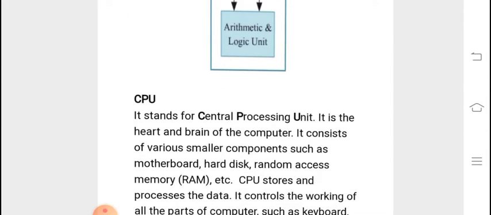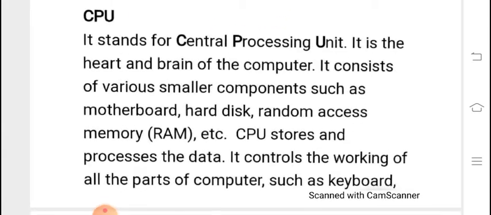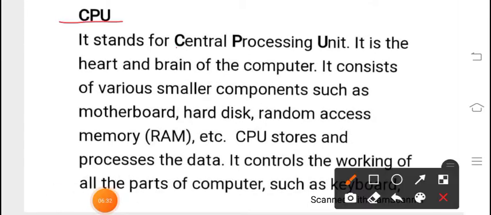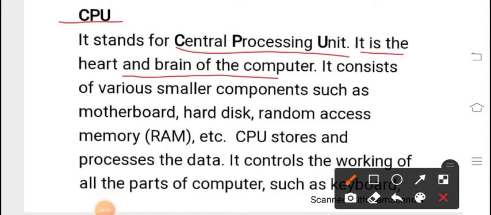First of all, the very first part is CPU. CPU stands for Central Processing Unit. It is the heart and brain of a computer. If the CPU is not there, definitely your computer will not work. That is why we are calling it the heart and brain of a computer. Who? CPU.